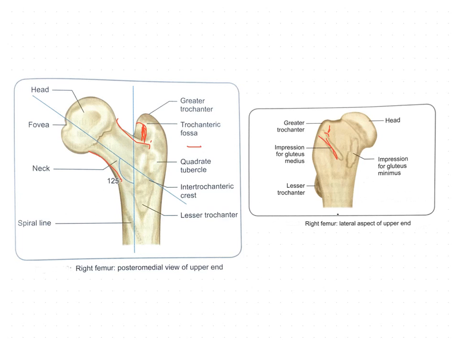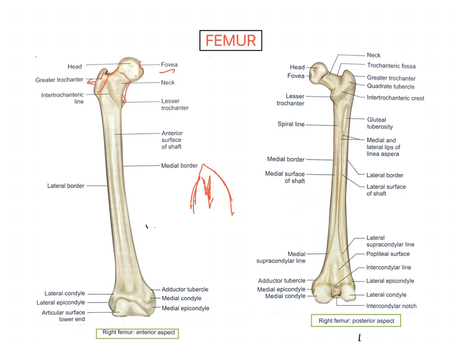Now we will move on to the lesser trochanter. It is a blunt conical projection. Here we can see on the lateral aspect also we can find this lesser trochanter, and again on the anterior and posterior aspects we can find this lesser trochanter. This is a blunt conical projection at the infero-medial part of the junction between the neck and the shaft. It faces medially as well as backwards.